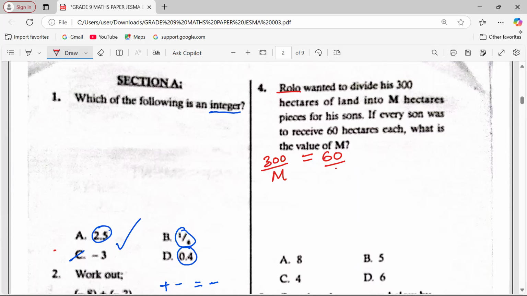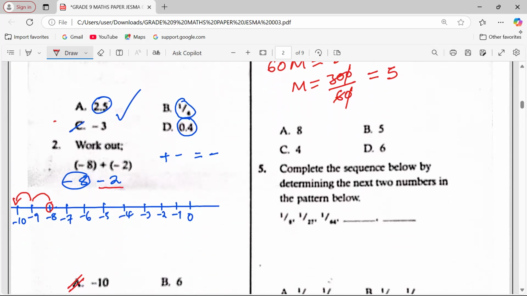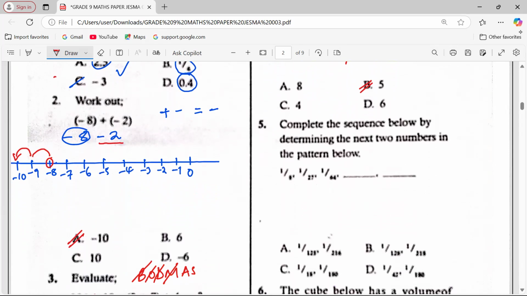Therefore here, we can work out 60 by m after cross multiplication equals 300. So the value of m now becomes 300 out of 60. And the value of m, when we simplify this, we get 5. So the answer 5 is found in part B.